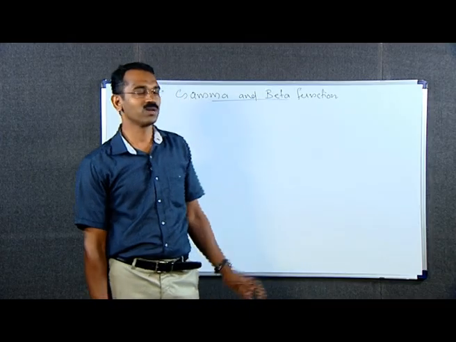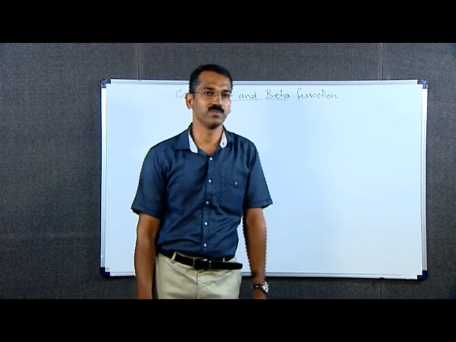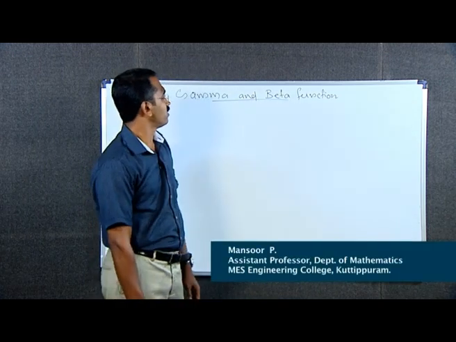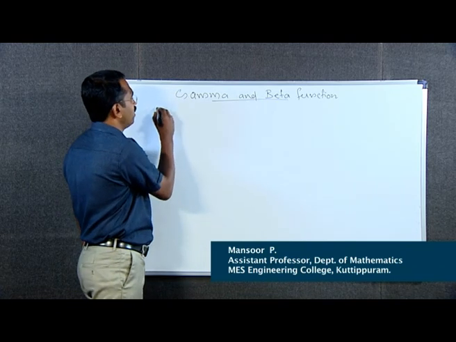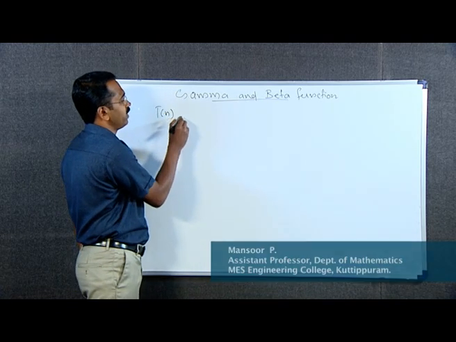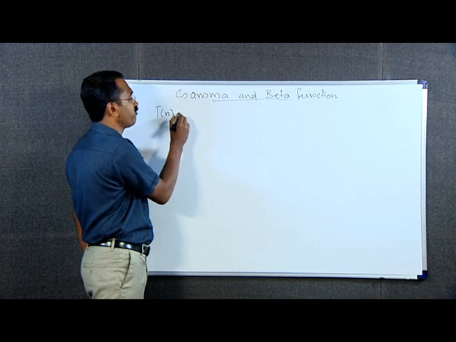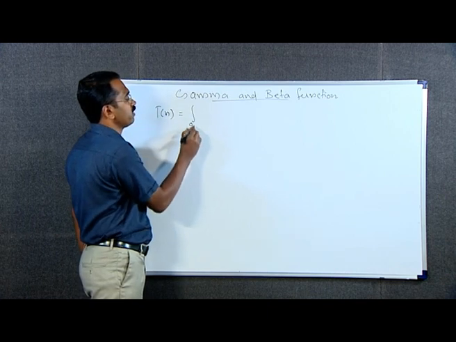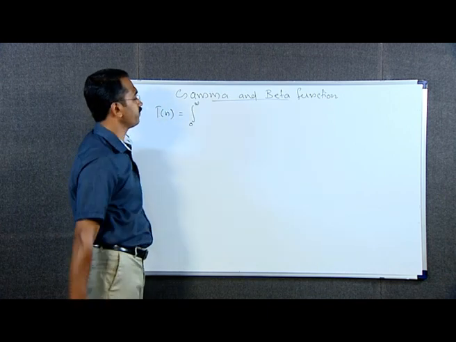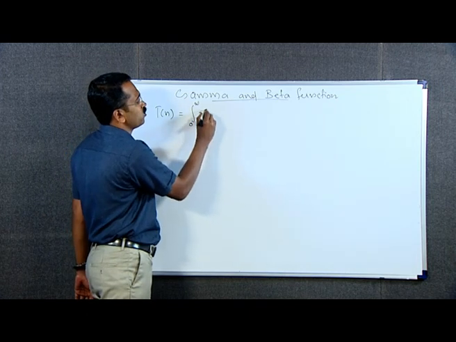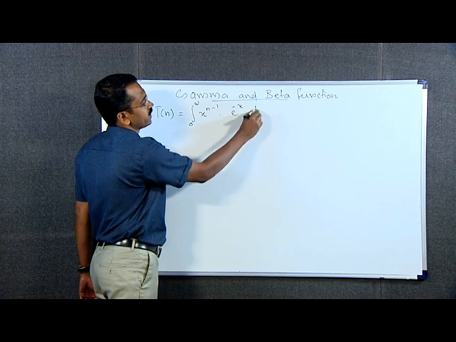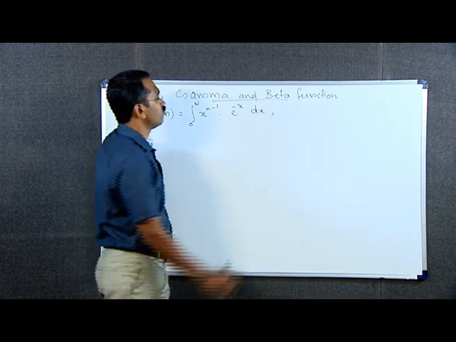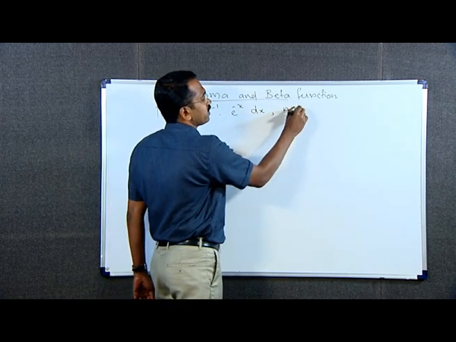Welcome to the session on gamma function and beta function. The gamma function, denoted as gamma of n, is defined as the definite integral from 0 to infinity of x raised to n minus 1 into e raised to minus x dx, where n is greater than 0.